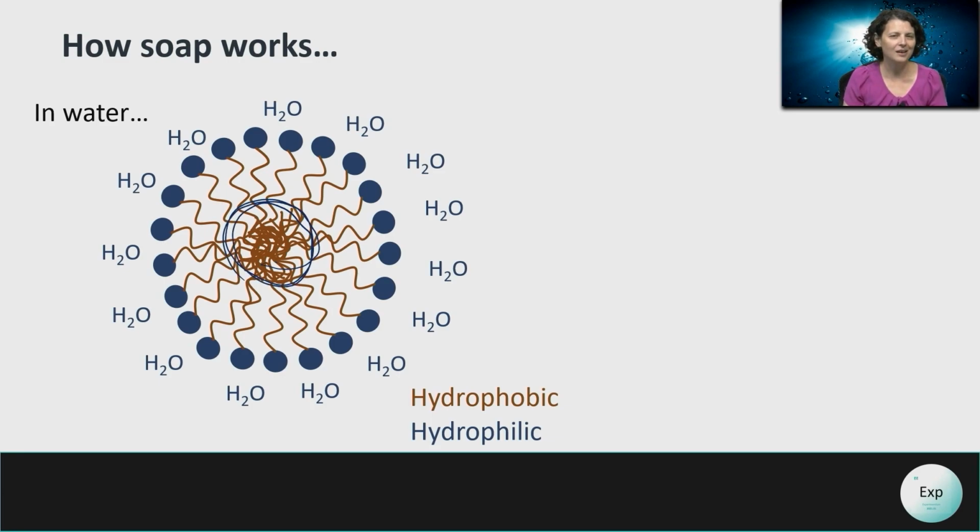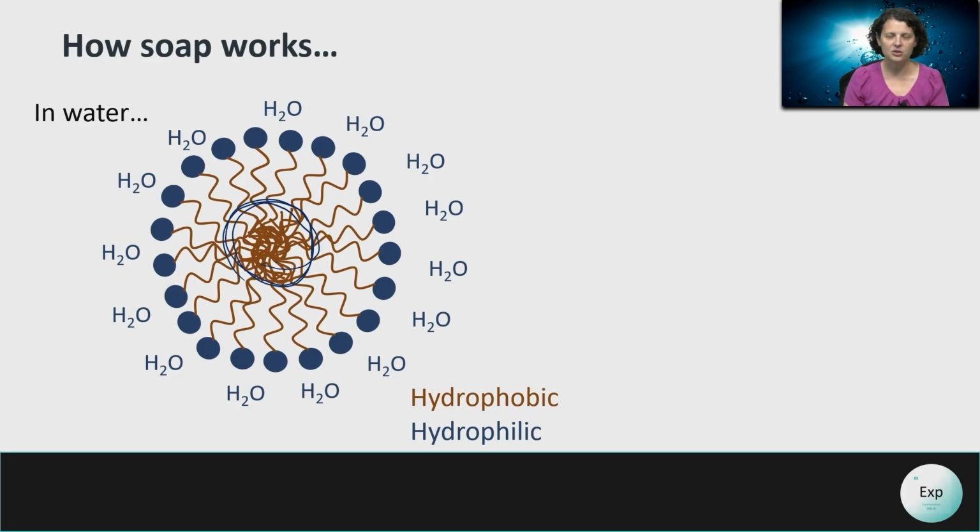Even dust, anything that is not soluble in water or doesn't mix readily with water, will be contained there. And so when we rinse off these micelles, when we rinse off the soap residue, then we remove all of these micelles and our hands are going to be clean.